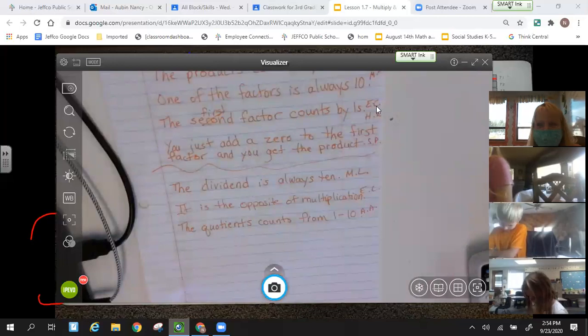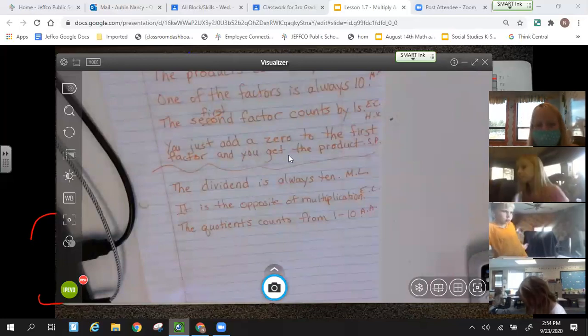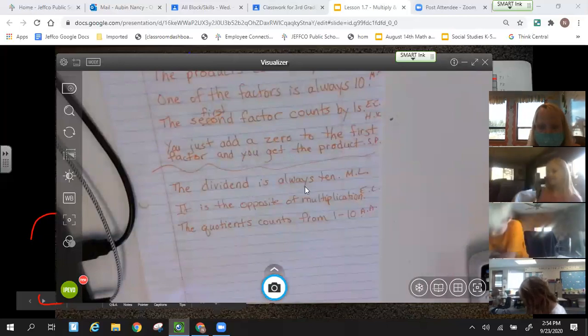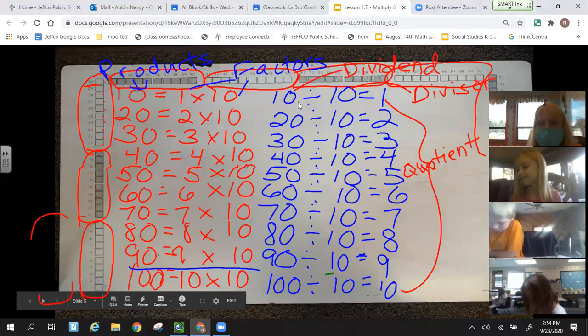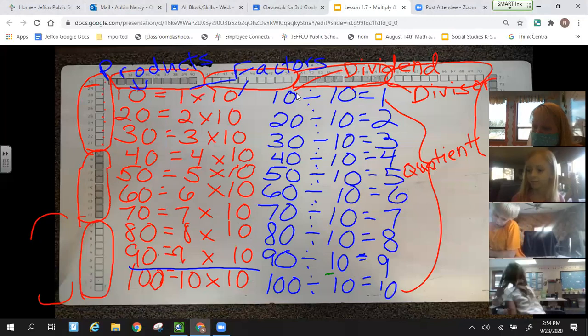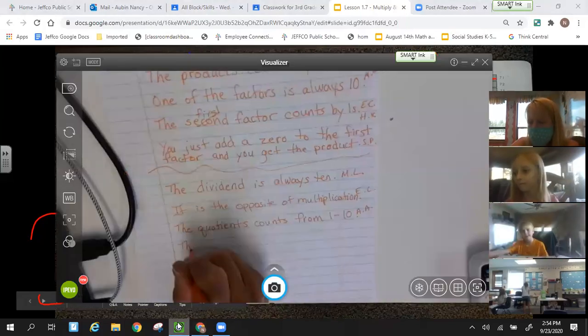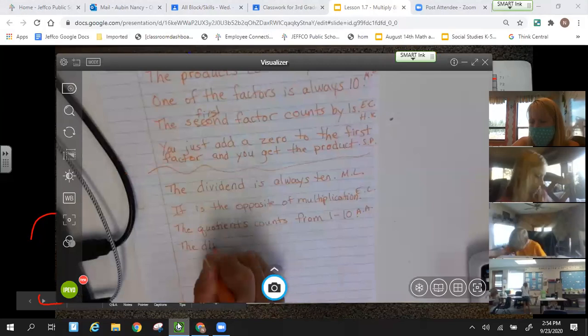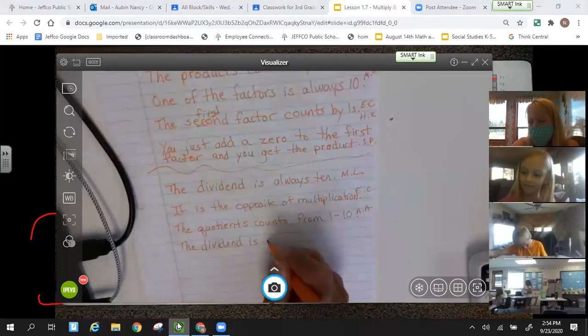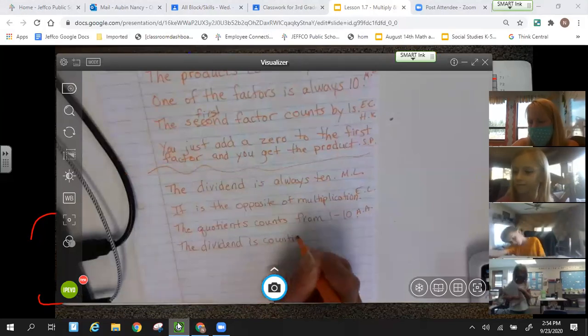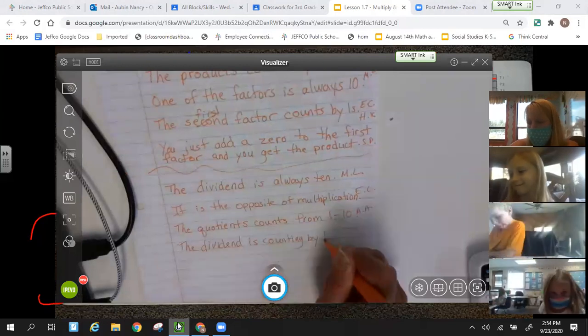That's funny. Yes, Haley. I noticed that the beginning of it counts from 10. So the dividend counts by tens. I like that vocabulary. The dividend is counting by tens. Proud of you, Haley. Good job.